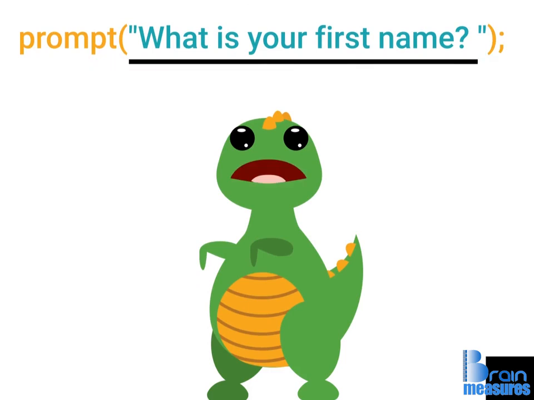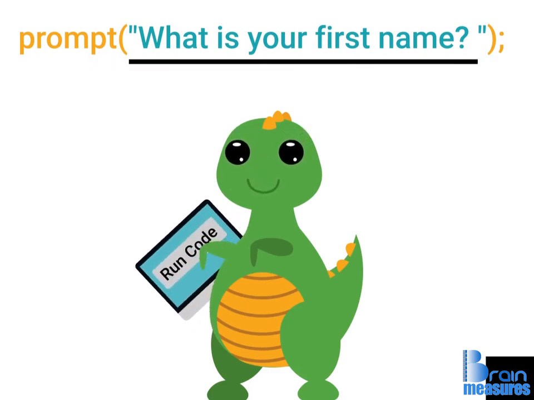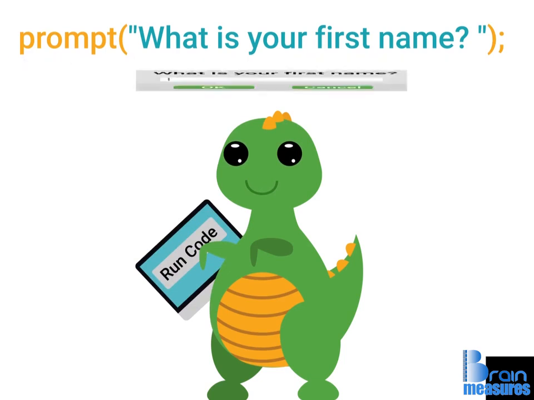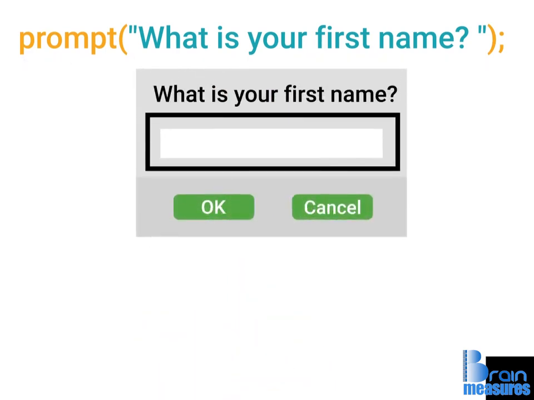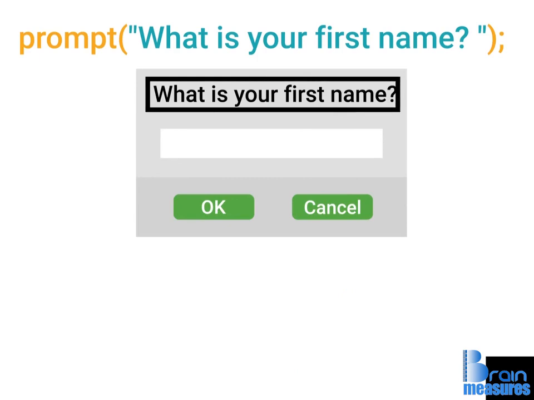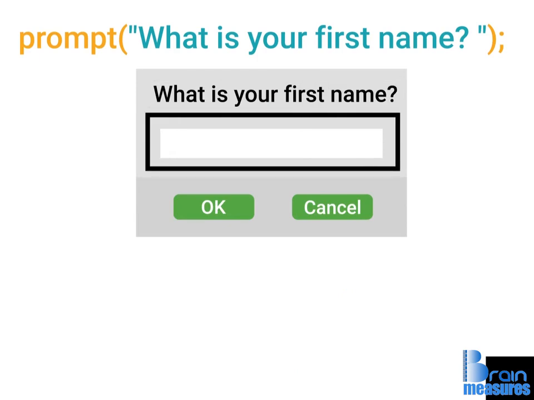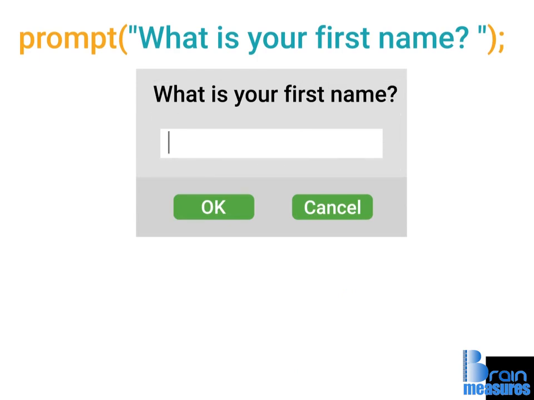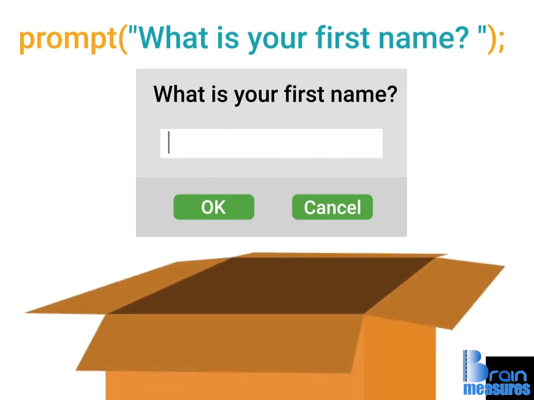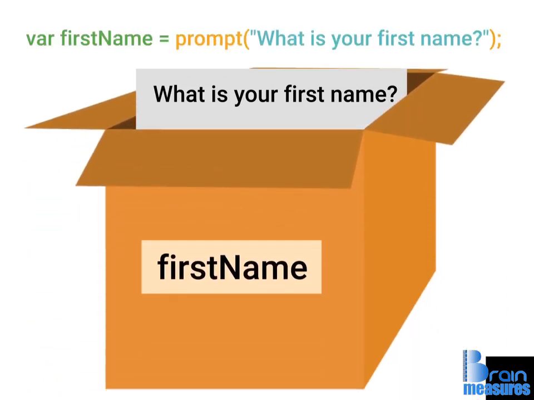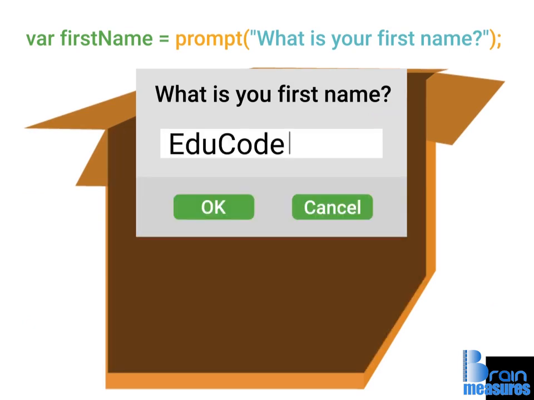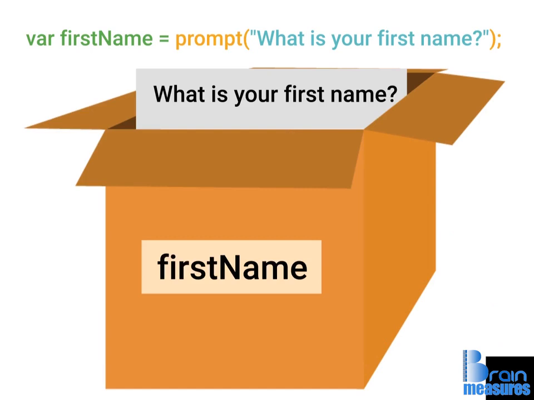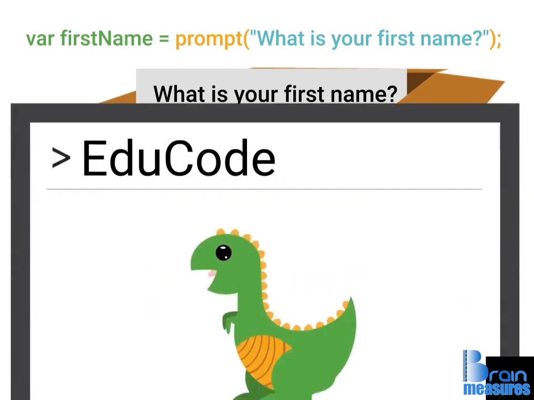The text that you put between the parentheses is the question that the computer will ask the user. When you execute the program, you'll get a window with some text and a box to type into. The text is the question you want to ask the user, while the box is for the user to type their answer. Since we want to save the user's answer, we'll use a variable, like so. Say the user answers educode for their name. The program will then save that value in the variable first name. Next, we'll use this variable with console.log to output the user's name.